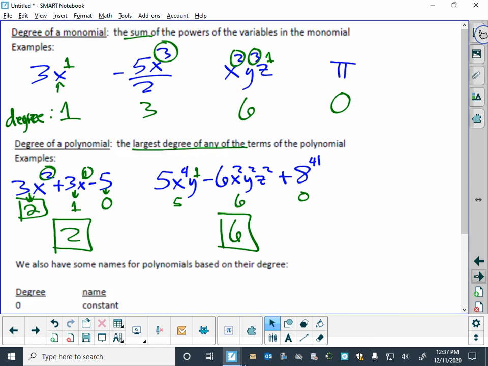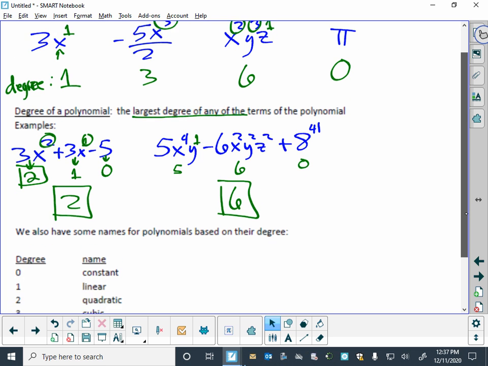Beware of people asking you to find the degree of a polynomial that's not a polynomial. They may throw a term in there that is not a monomial, and so degree only is part of the conversation when we are talking about polynomials, which monomial, of course, is a polynomial.